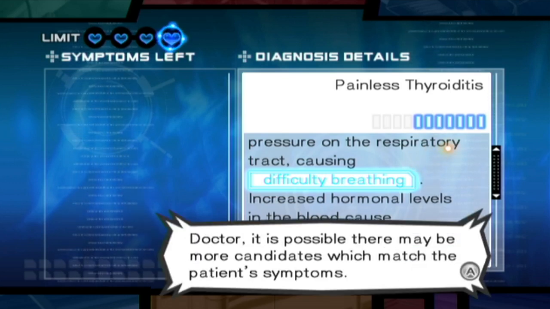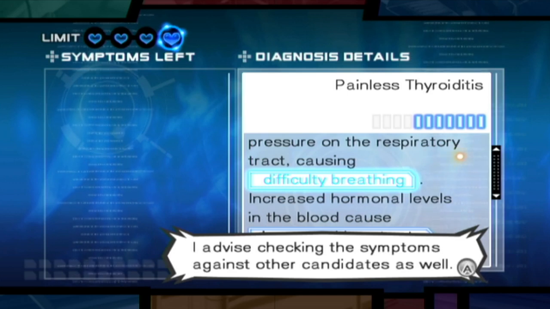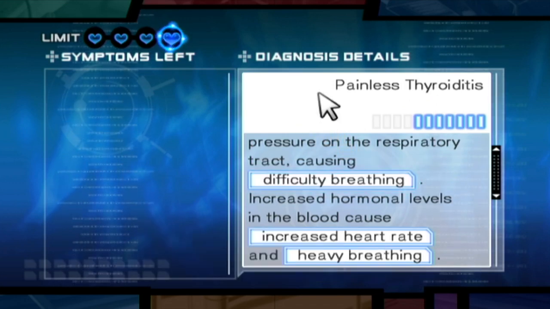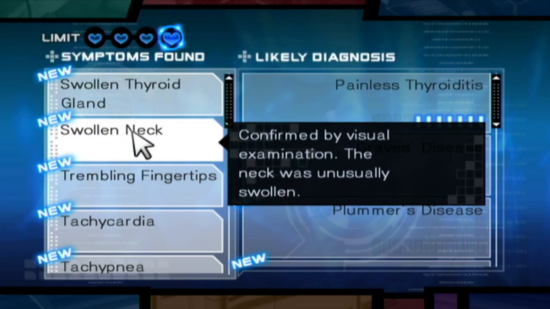Doctor, it is possible there may be more candidates which match the patient's symptoms. I advise checking the symptoms against other candidates as well. Did I say I was finished with my diagnosis? I was about to do that. This computer's pissing him off.